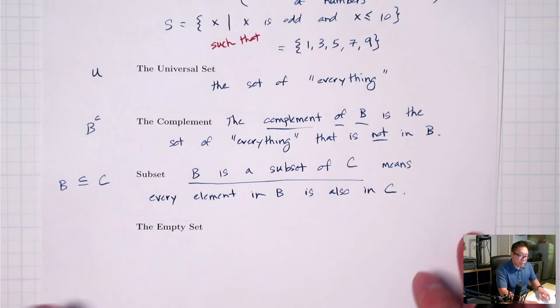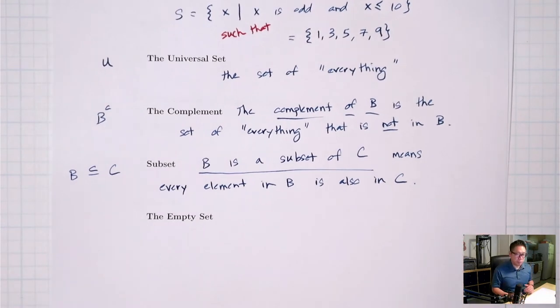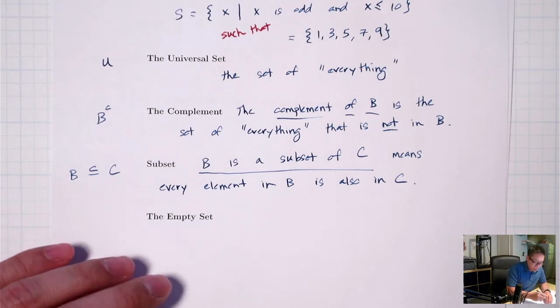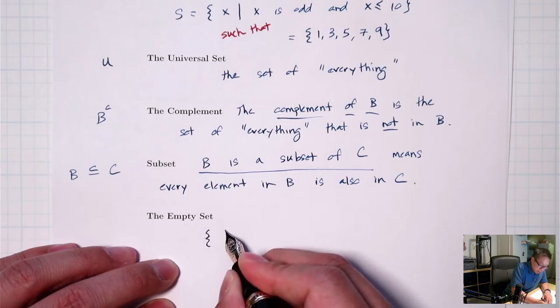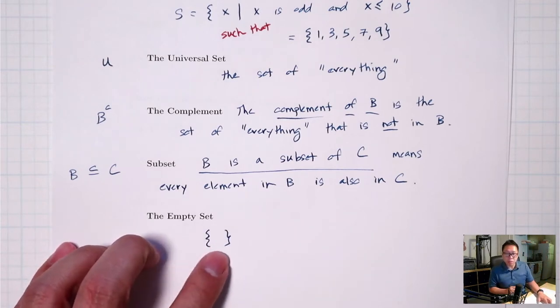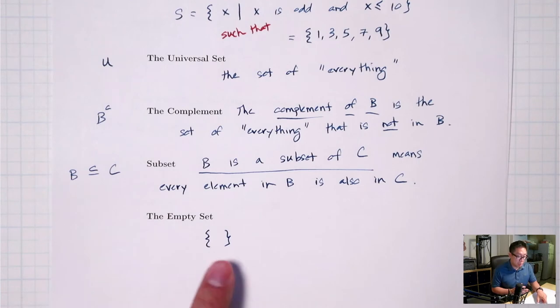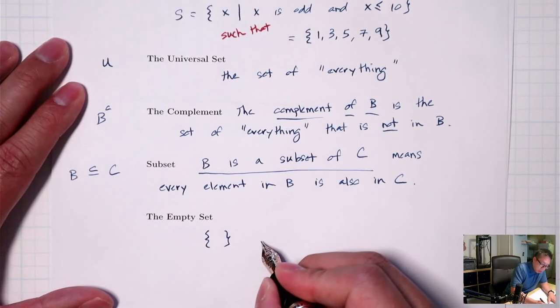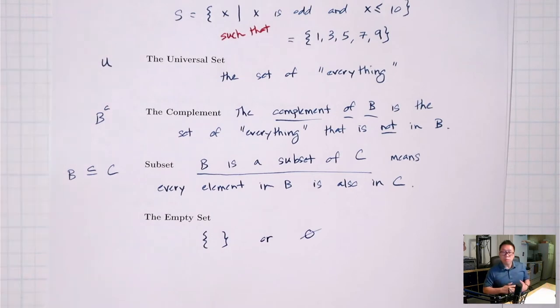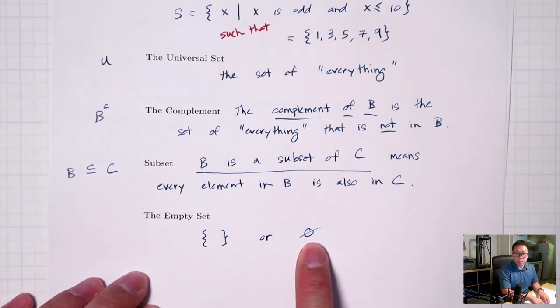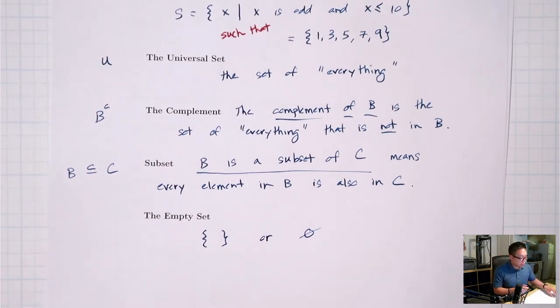And then the last piece of terminology I want to introduce is the empty set. So the empty set is what it sounds like. It's a set that has nothing in it. So in symbols, the way you write it is either the curly brackets or curly braces with nothing inside. So that's an empty set. Sometimes you'll also see a zero with a line through it. So that also means the empty set. So it's a set that has nothing in it.